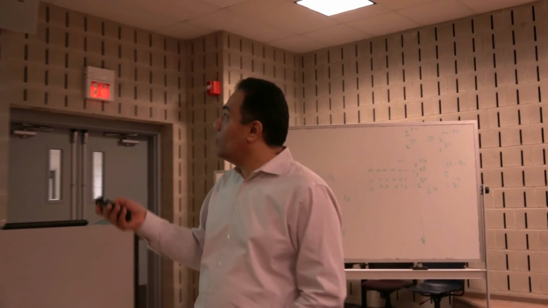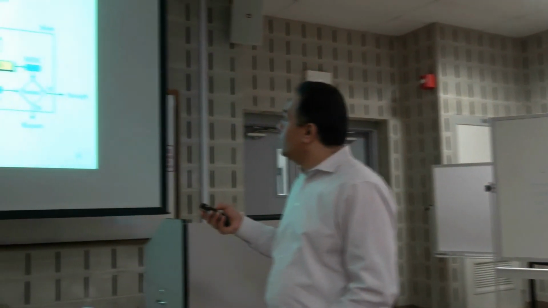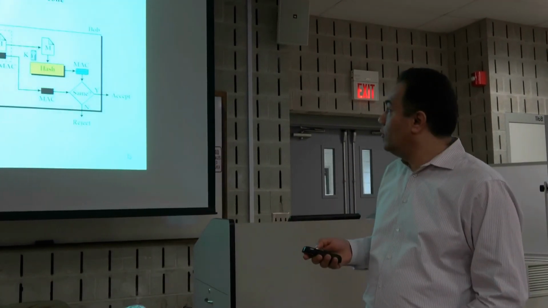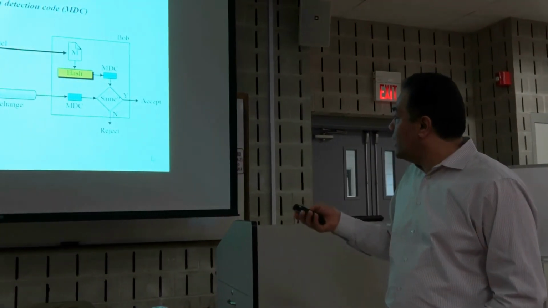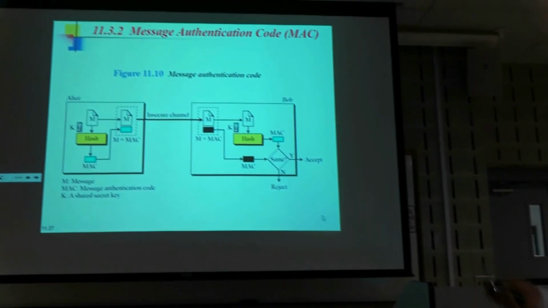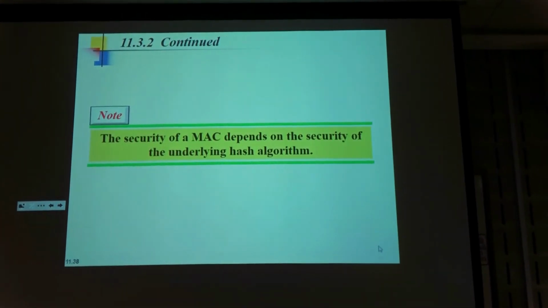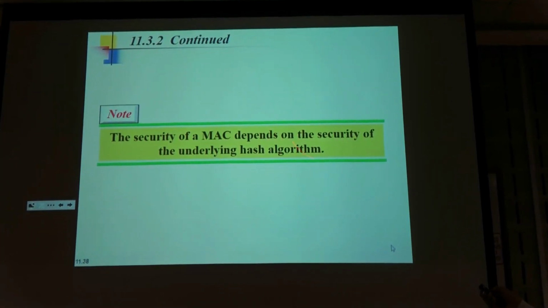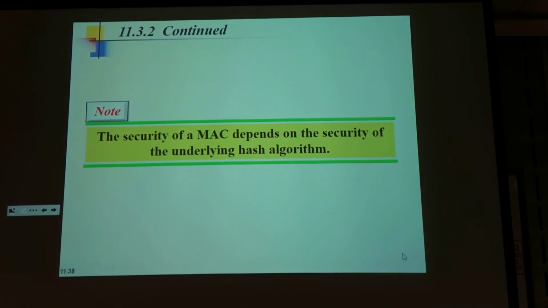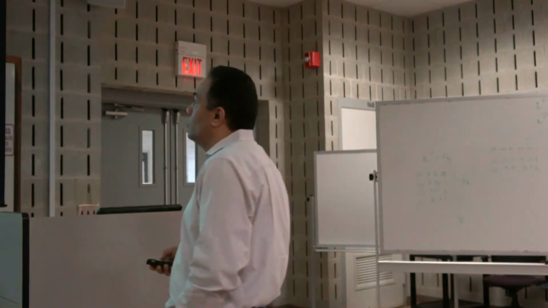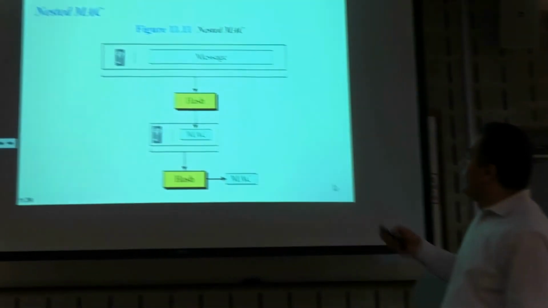All right? So there is a difference, again, between message authentication code and modification detection code. In here we needed two channels, and here we needed one channel, but we also needed to use a shared key. So the security of a MAC depends on the security of the underlying hash algorithm. If you have a complex hash algorithm, it will be stronger. So you could have multiple versions.